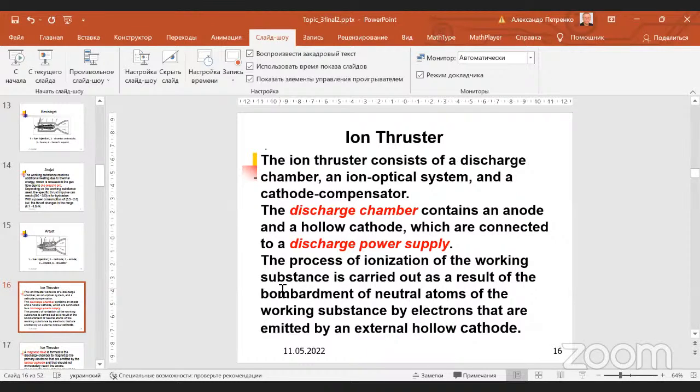A very wide range of thrusters, it's ion thrusters. The ion thruster consists of a discharge chamber, ion optical system, and the cathode compensator. The discharge chamber contains an anode and hollow cathode, which are connected to a discharge power supply. The process of ionization of the working substance is carried out as a result of the bombardment of neutral atoms of the working substance by electrons that are emitted by an external hollow cathode.